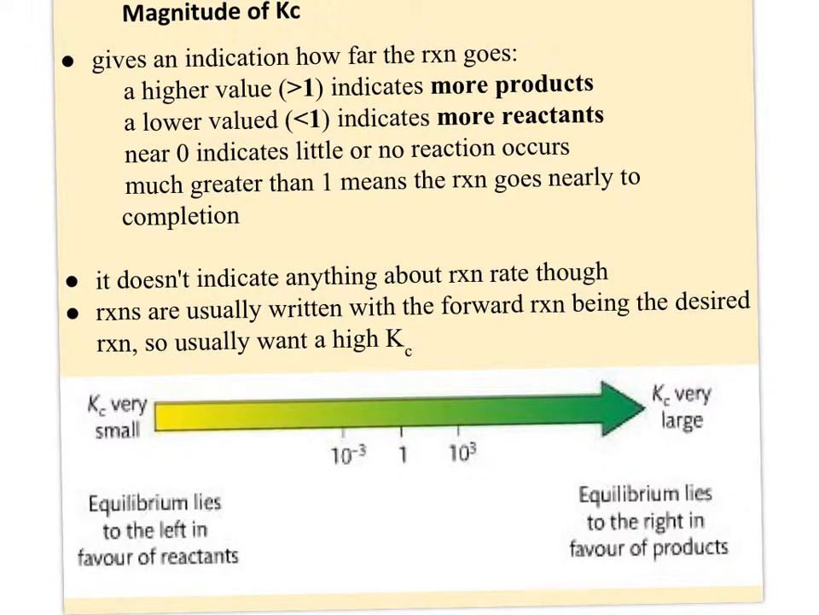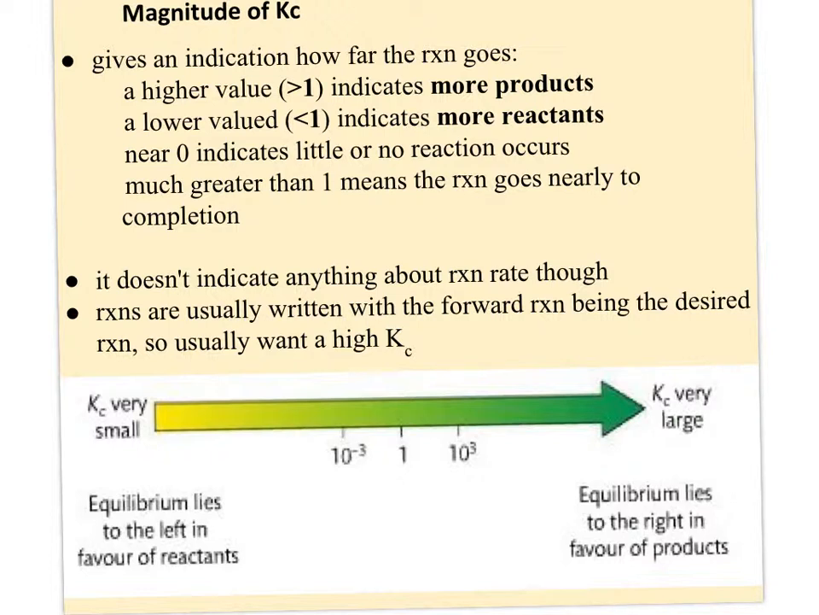They can exceed 1/1000th and 1,000 quite a bit, but those are the rough markers of where we say it's really far to the right or really far to the left. Remember, the magnitude of Kc doesn't tell you anything about the reaction rate. It can reach this equilibrium very quickly or very slowly.